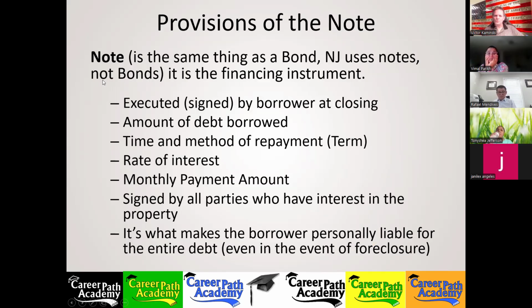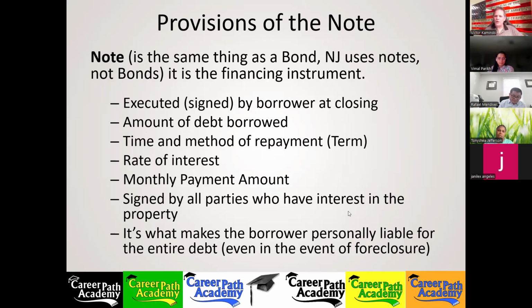So let's learn about the note. What is the note? It's the financing instrument. It lays out all the terms of the financing. All right. So in some states, they use bonds. We use notes. Does the same thing. It's the financing instrument. It's executed by the borrower. What does executed mean? It means signed. It has the amount of debt borrowed, the loan amount, the time and method of repayment, the term. It states the rate of interest that you borrowed it at, what the monthly payment amount is.